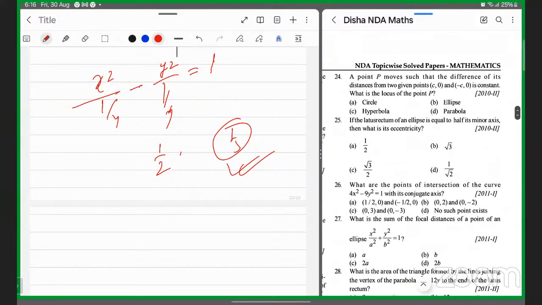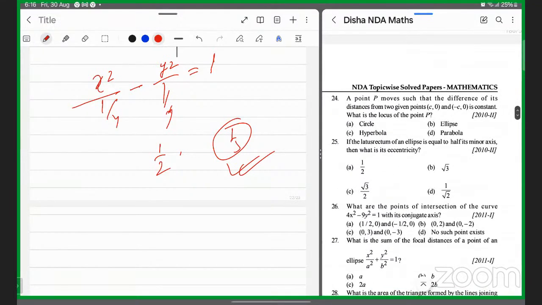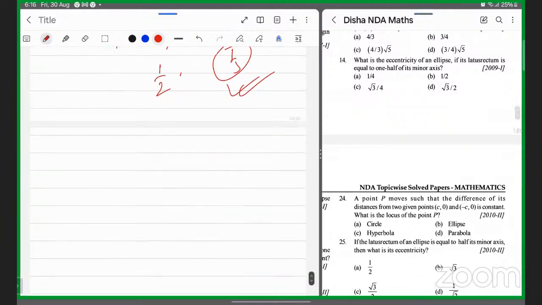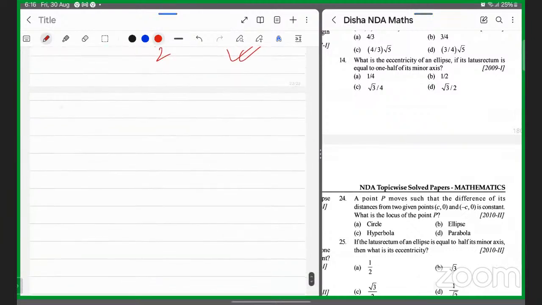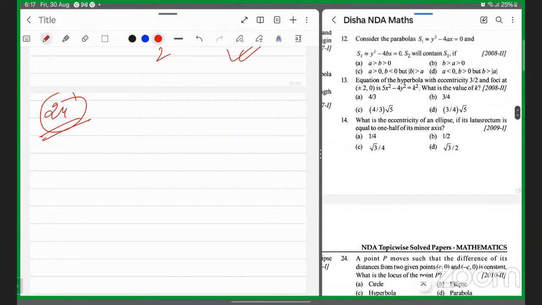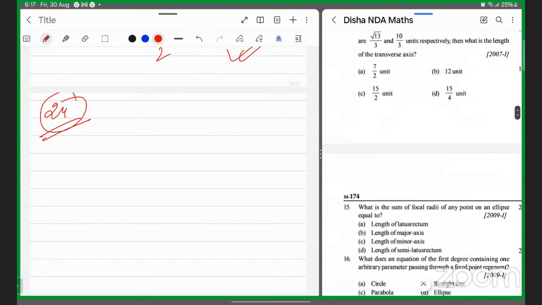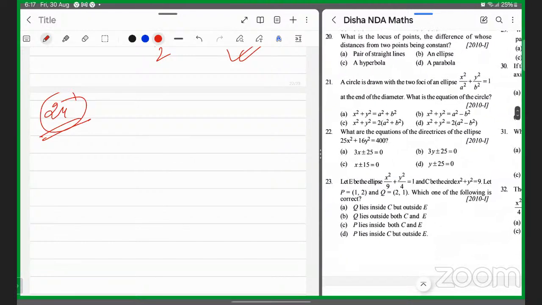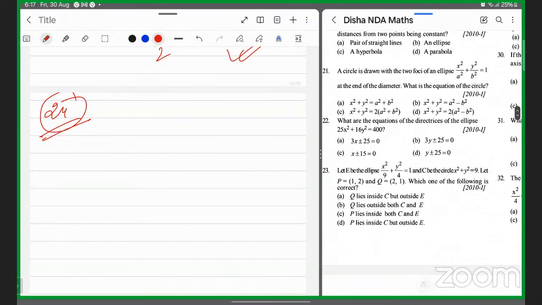Okay, now solve 25. Hurry up. I already solved this question. Solve 24. Hurry up, do it, everyone. A point P moves such that the difference of its distances from 2 points is constant. Then its locus will be a hyperbola. No problem. Now after 24, solve 23. Hurry up, do it.